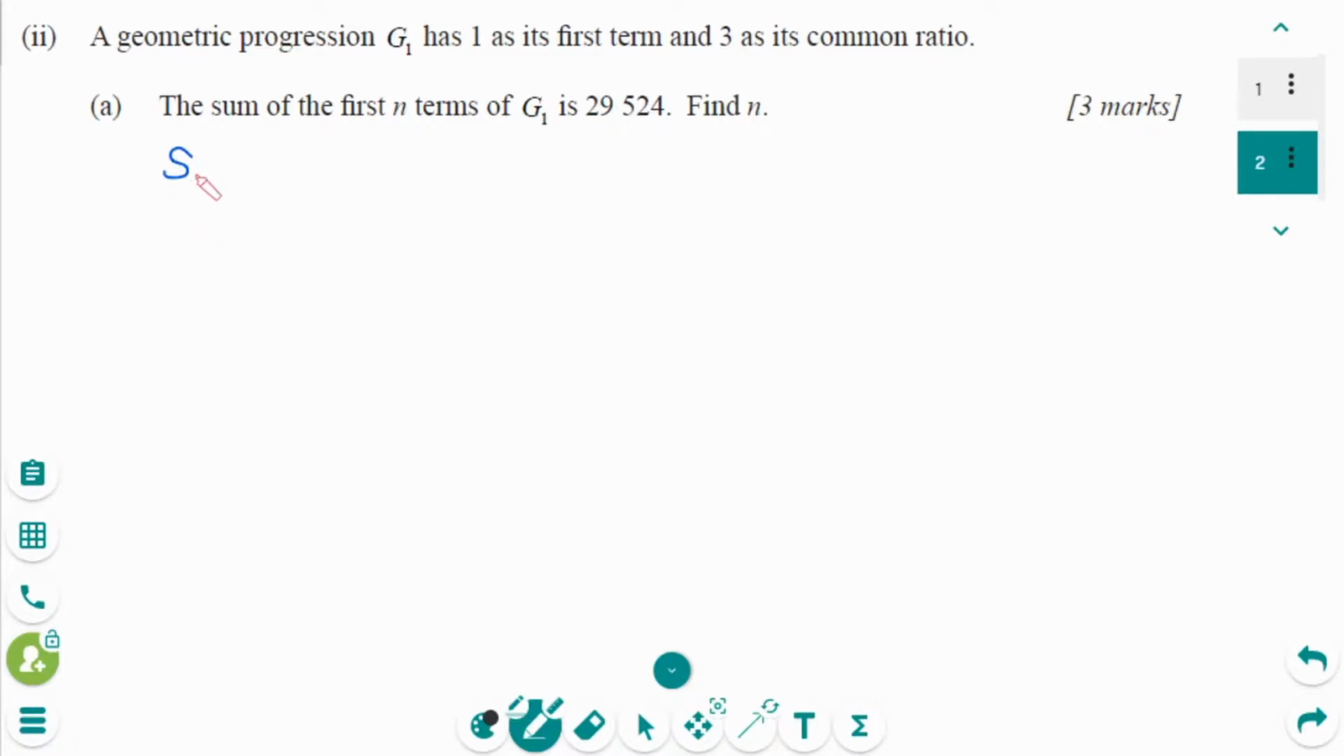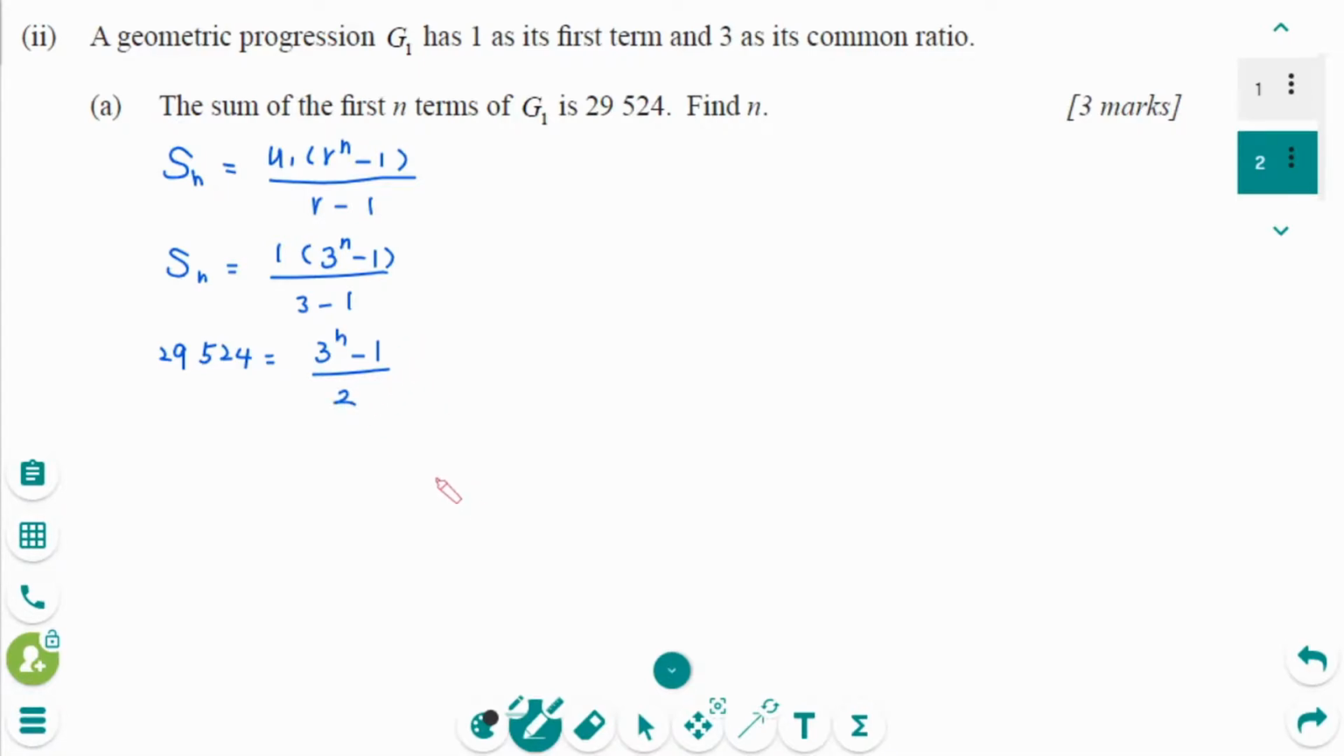Use the formula Sn equals u1 times r to the power of n minus 1 over r minus 1. So Sn equals, the first term is 1, the common ratio is 3, over 3 minus 1. Then the sum of the nth term is 29,524 equals 3 to the power of n minus 1 over 2. Then times 2 on each side, 59,048 equals 3 to the power of n minus 1.